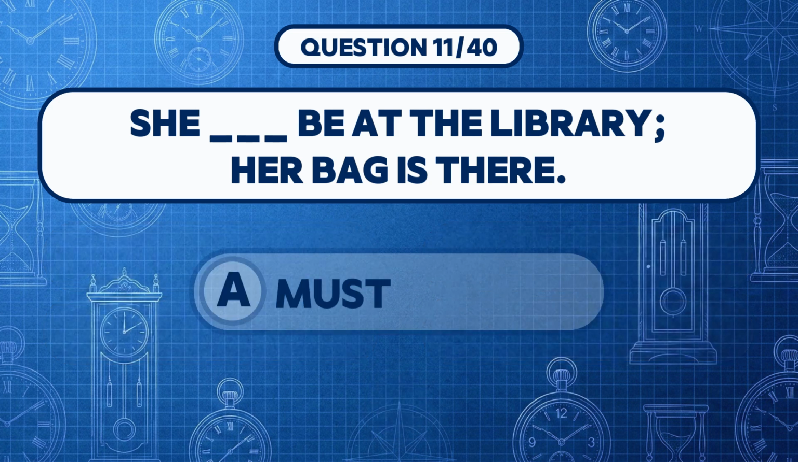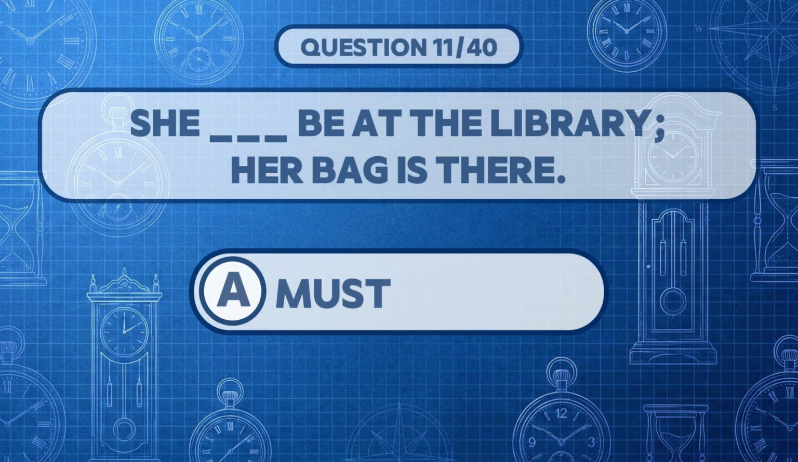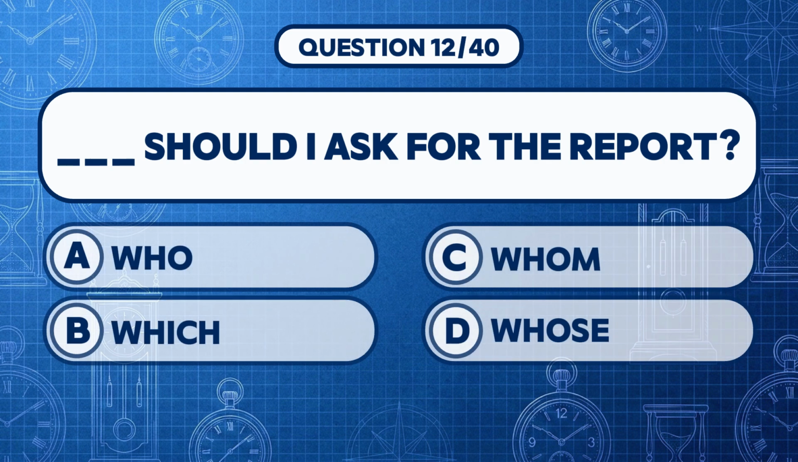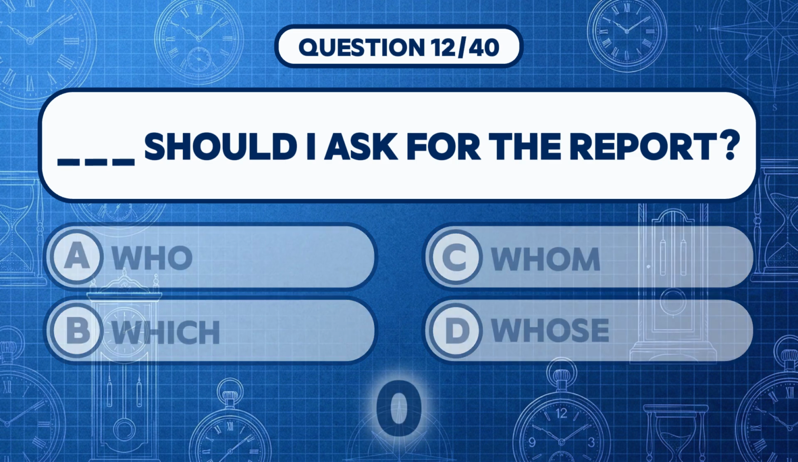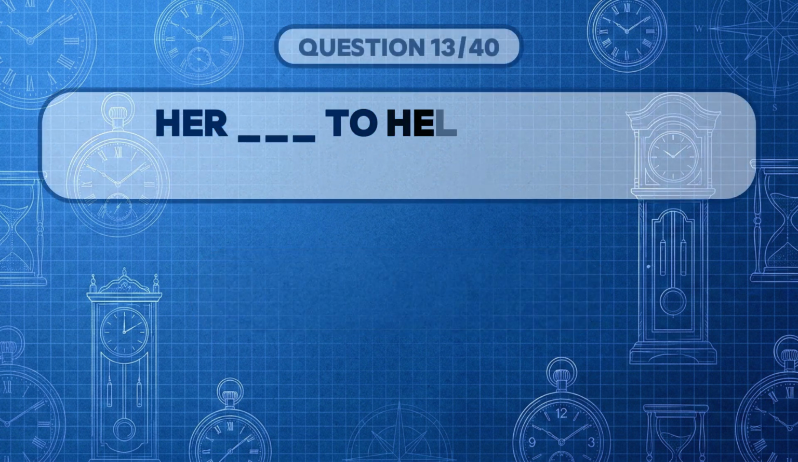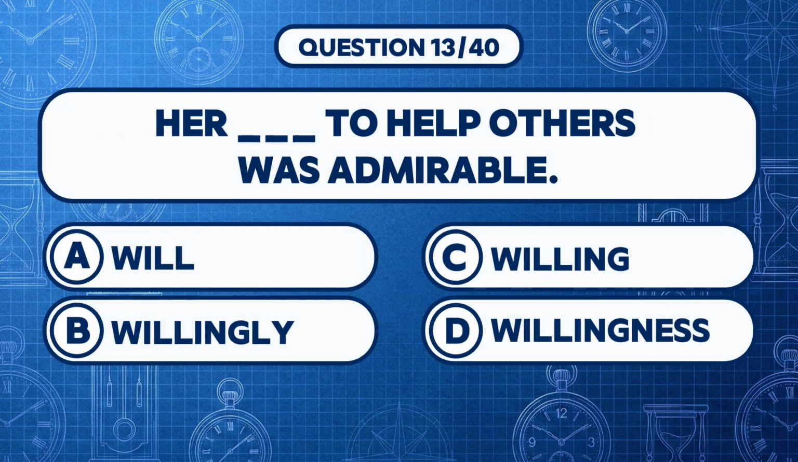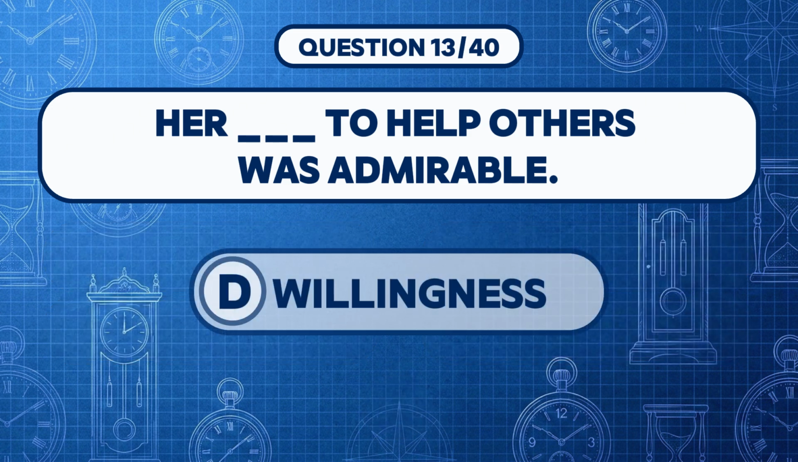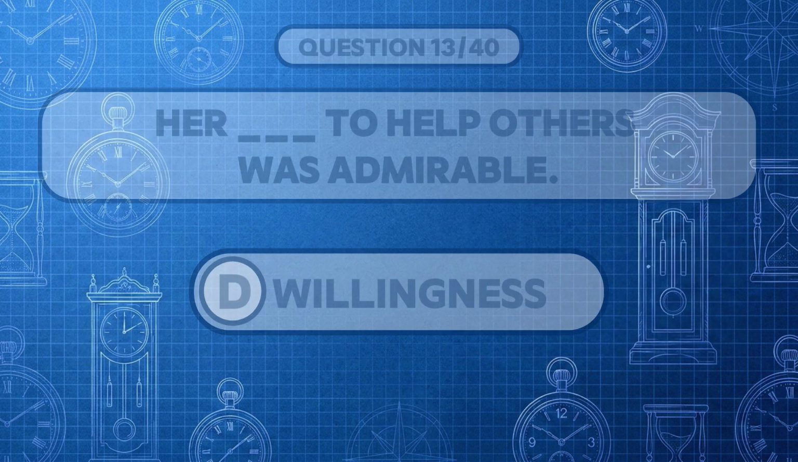Answer A. She must be at the library. Her bag is there. Fill in the blank with the correct option. Answer C. Whom should I ask for the report? Can you guess the missing word? Answer D. Her willingness to help others was admirable.